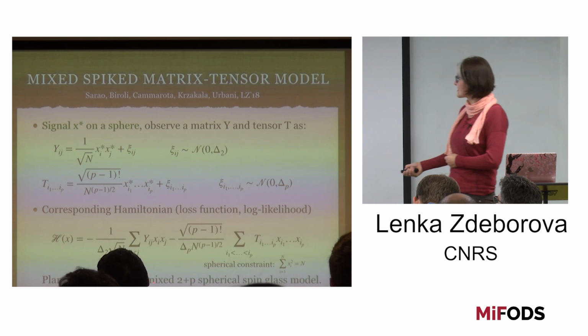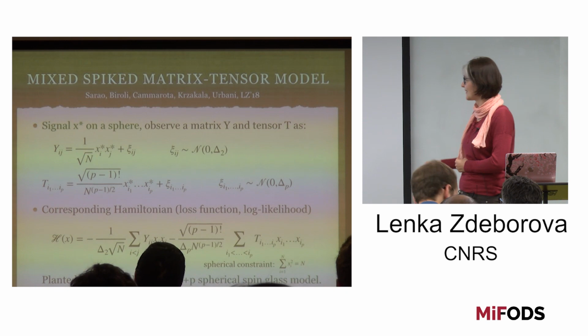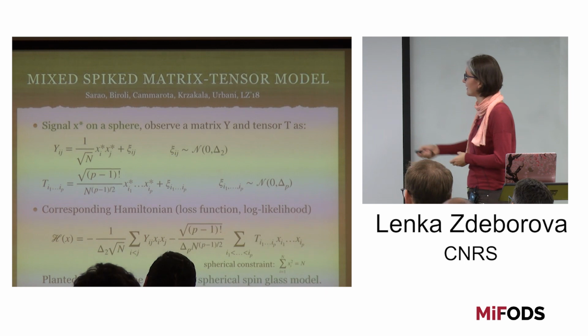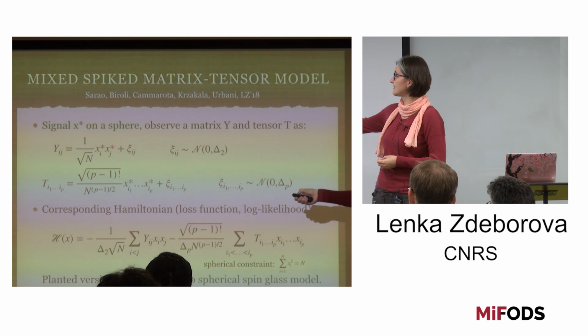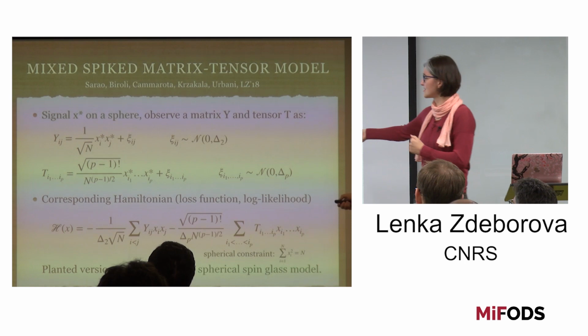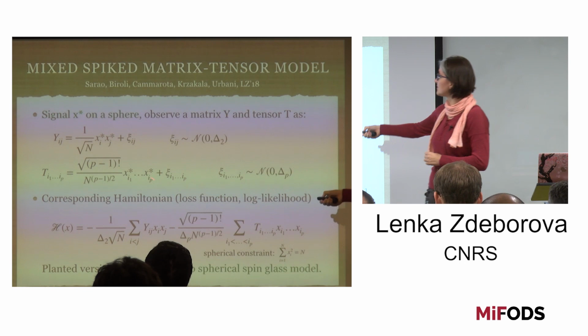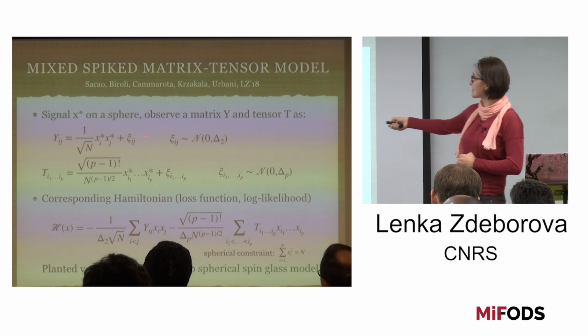In the physics literature, this would be called the 2 plus p spherical spin glass model. In the statistics literature, this is an estimation problem that people use in some LDA, in some topic modeling, where you compute 2-point correlations between your latent variables. You observe a matrix that is a vector times its transpose plus a lot of noise. And on the same latent variables, you observe a tensor that is the vector's p-fold tensor product plus a lot of noise. Then you want to recover that vector. The key parameters will be these two noises: the noise in the matrix and the noise on the tensor.